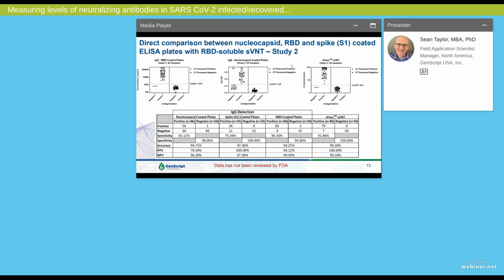In the second study, where we looked at 41 presumed positive samples and 27 pre-pandemic samples, in the case of the RBD-coated plate, it called all the pre-pandemic samples negative, and there was 1 false negative for the positive samples. For the nucleocapsid plate, again, it called many samples negative, as it did in study 1. And for the Cpass test, again, it only called 1 sample falsely negative, and all the pre-pandemic samples were properly called negative. So again, a very good test.